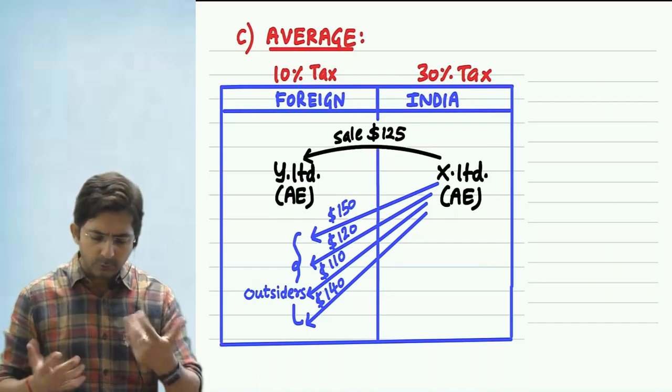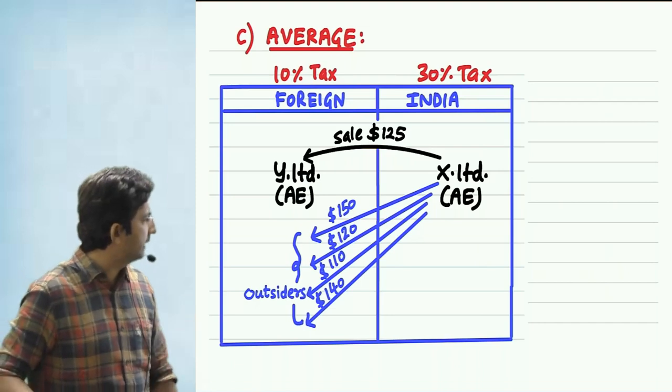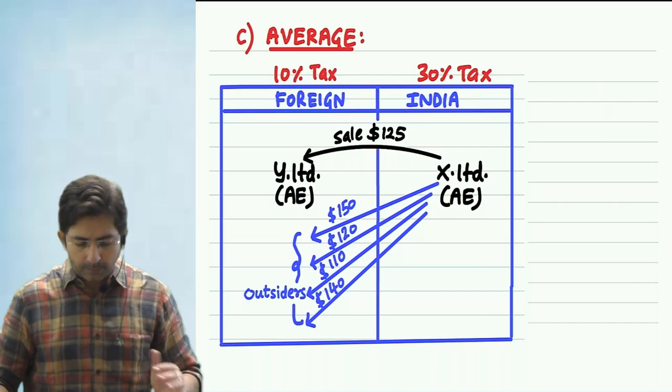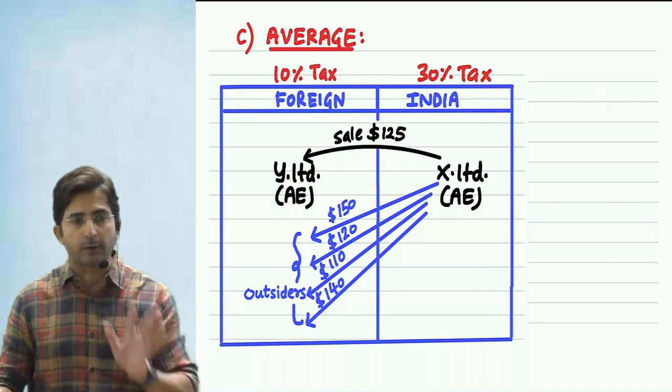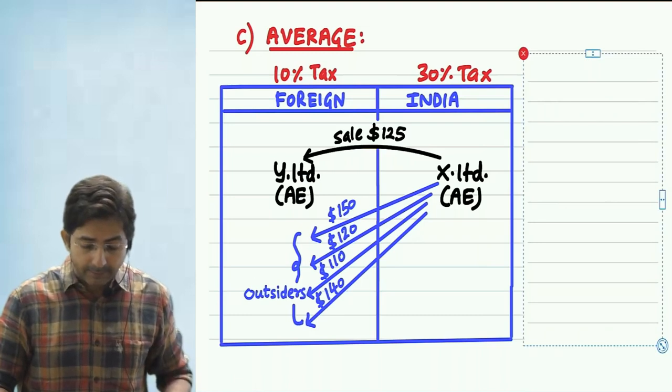Okay, so let's assume that the adjustment is done. Now what is the average? Find out and tell me what the average is. 150 plus 120 plus 110 plus 140. So that comes to how much? That is added, then divide by 4.